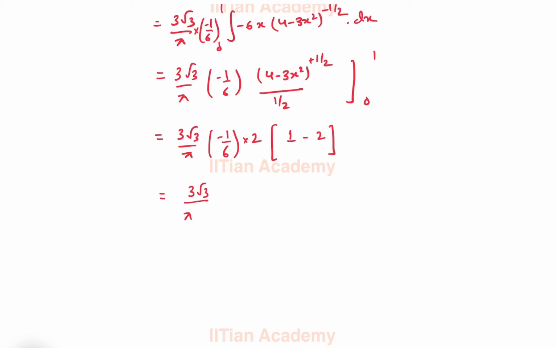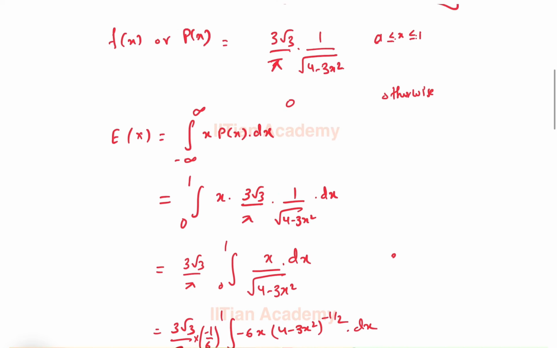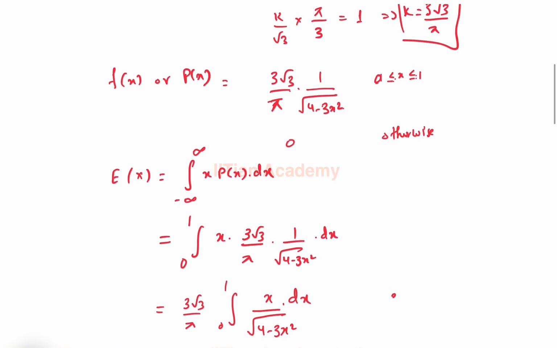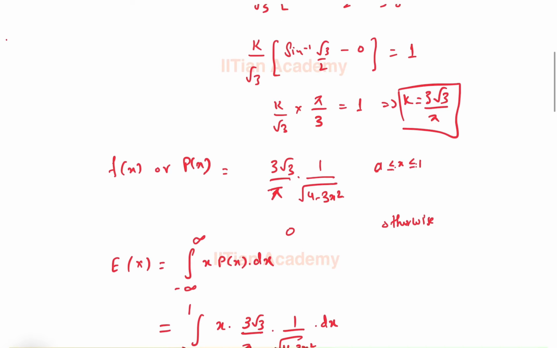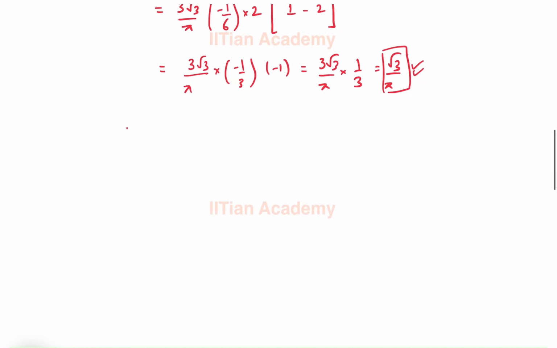So simplifying this, 3 root 3 by pi into minus 1 by 3 into minus 1. So what we get is 3 root 3 by pi into 1 by 3, or root 3 by pi. So this is the integration or the expectation value for this question. So our solutions are root 3 by pi is the value of E(x). This question also involves some part of integration, and the value of k is 3 root 3 by pi.